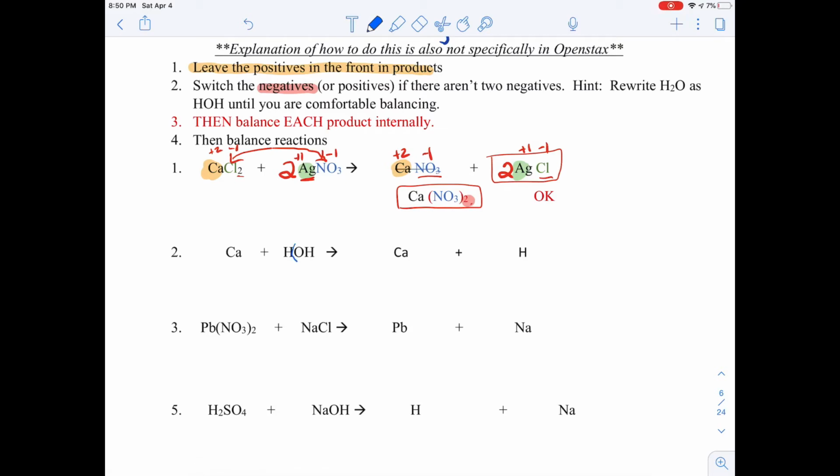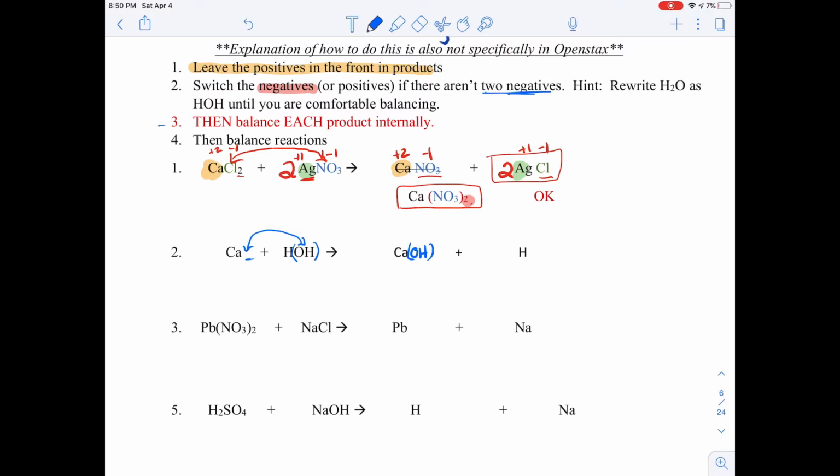So remember, I'm writing these as HOH for now. So in this case, remember it says if there aren't 2 negatives, you can switch the positives. What this means is that, just like before, these 2 spots change places. It's just there's nothing in this spot, so it just means that the place after the H doesn't have anything. So this is an OH group. And I may or may not need that parentheses.